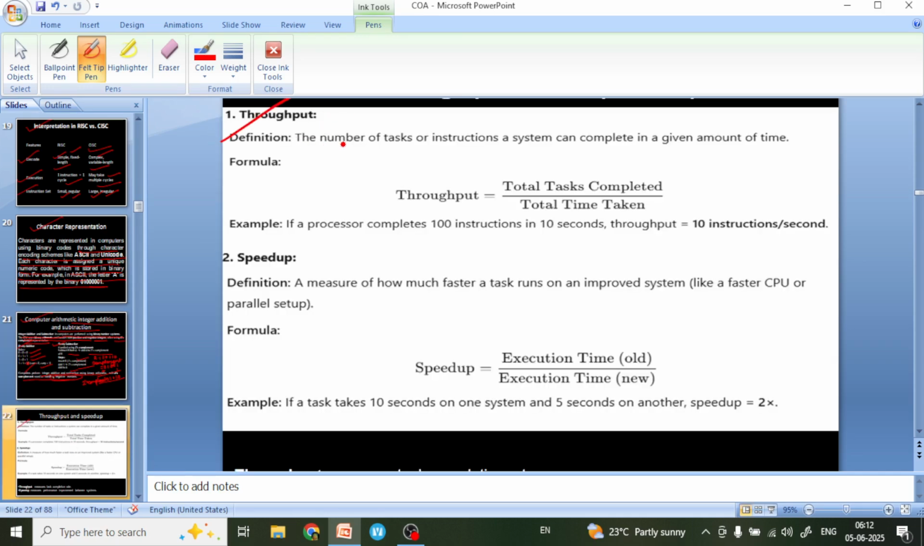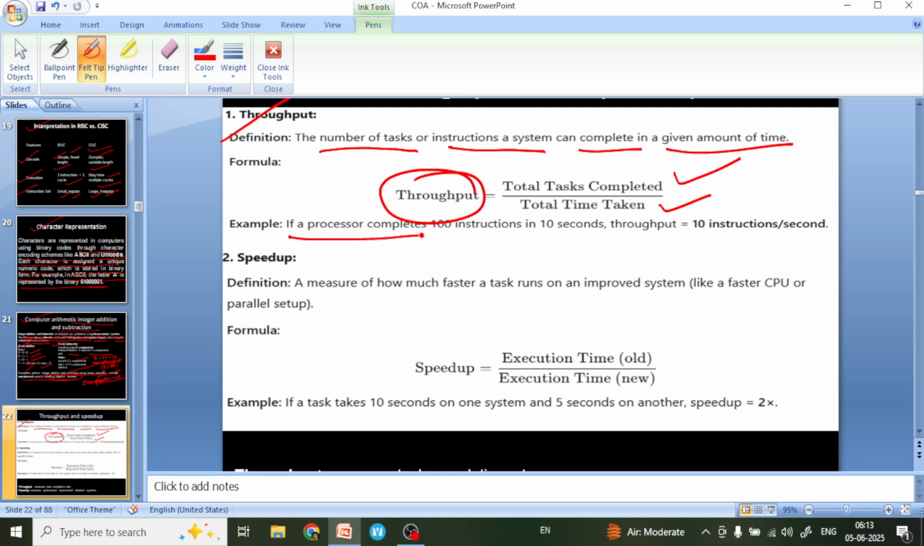Next is throughput. The number of tasks or instructions a system can complete in a given amount of time. That means in a computer there are a number of tasks and instructions given by the CPU that will be completed in a given amount of time, and that is known as throughput. Total tasks completed divided by total time taken for that task completion is known as throughput. If a processor completes 100 instructions in 10 seconds, then 100 divided by 10 is 10 instructions per second. That is known as throughput.